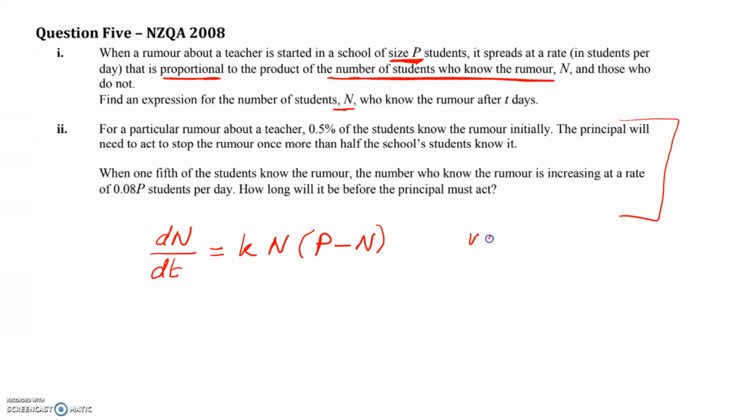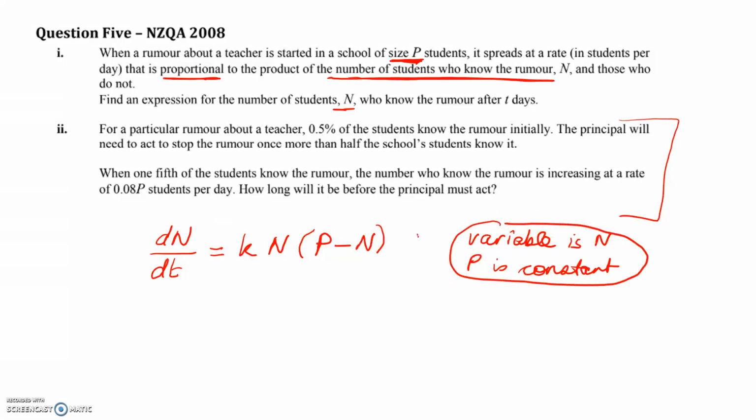But just remember that the variable here is not P. The variable is N. P is just a constant. Okay, so remember that, and we're going to call that equation star because we're going to come back to that quite far through the problem.